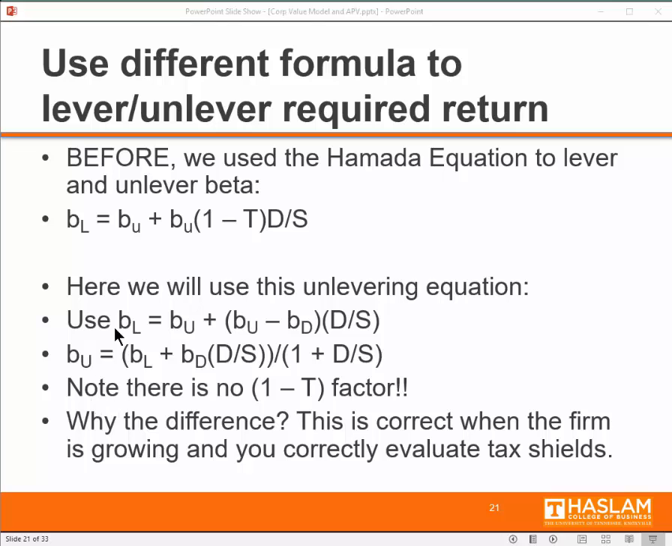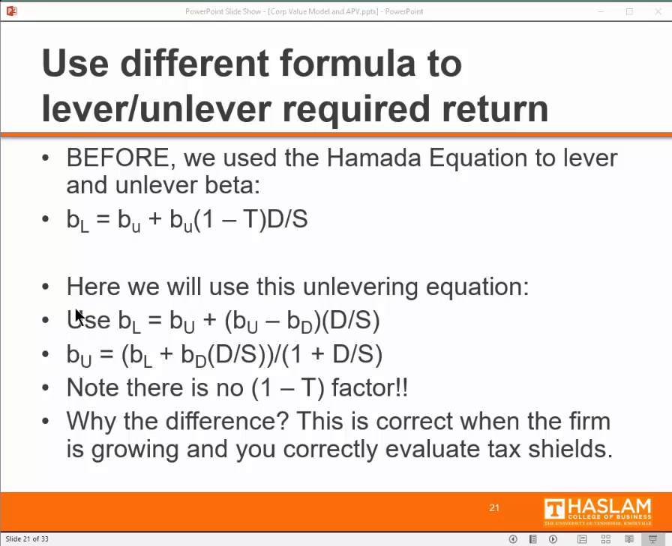Well, this formula that Hamada used had a beta U, and a 1 minus the tax rate, and then the debt over stock, or WD over WS, the debt equity ratio. We're going to use a slightly different one that is, for technical reasons, a better measure of unlevered betas, and those technical reasons involve whether or not the firm can have growth and also the appropriate discount rate for the tax shields. We're not going to go into the theory for that. You just have to take my word for it.